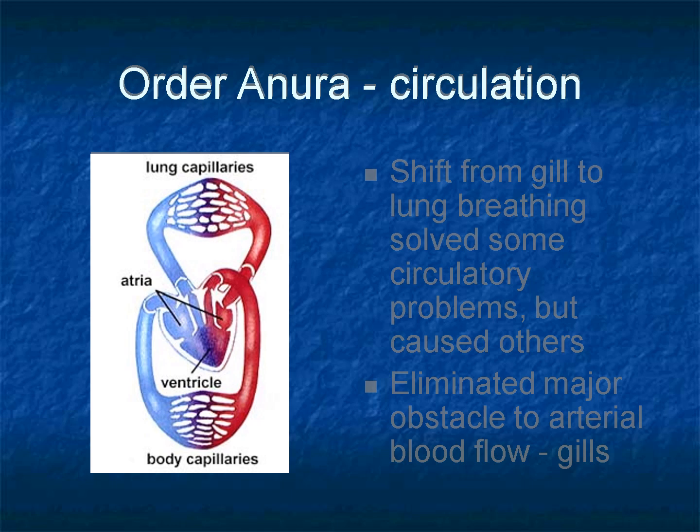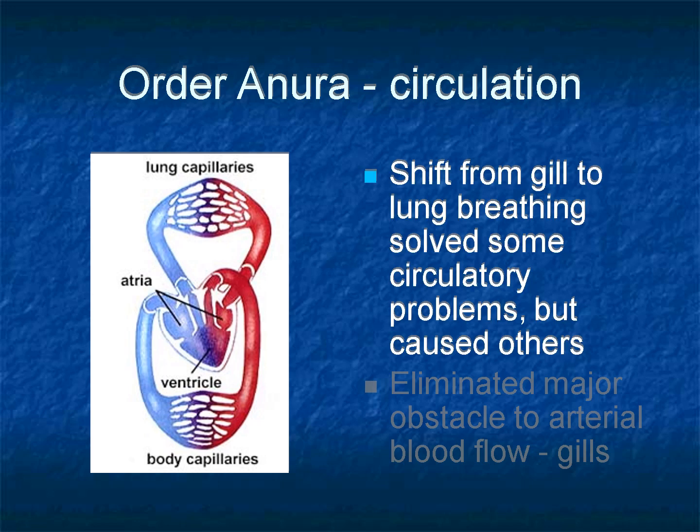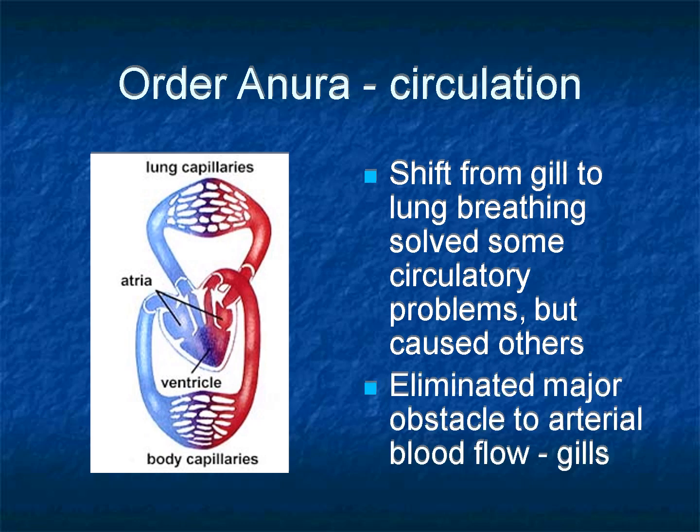Now let us discuss blood circulation of Anura, which is a closed circulatory system of arteries, veins, capillaries, and heart, as evident in this diagram. In comparison to fish, amphibians shifted from gill to lung breathing, which unlocked many possibilities for success, but also introduced some new problems. The major success for amphibians was the elimination of gills, which were the major obstacle in arterial blood flow.